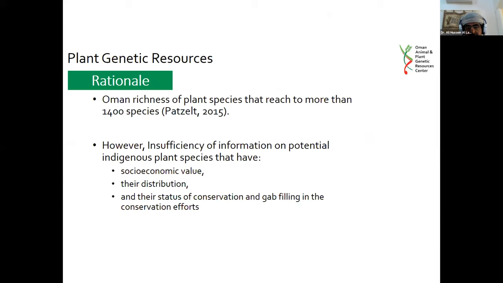However, for the plant genetic resources, as published, there are more than 1,400 species in the country. And there is very little information about the socioeconomic values of these plants, their distribution in the country, and the status of the conservation, either in their ecosystems in situ or outside their ecosystem ex situ.